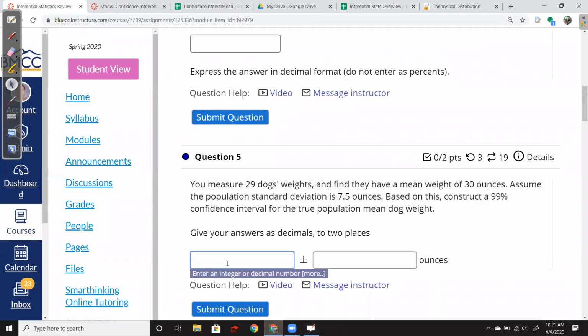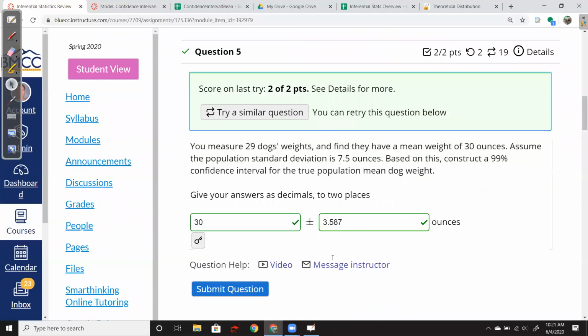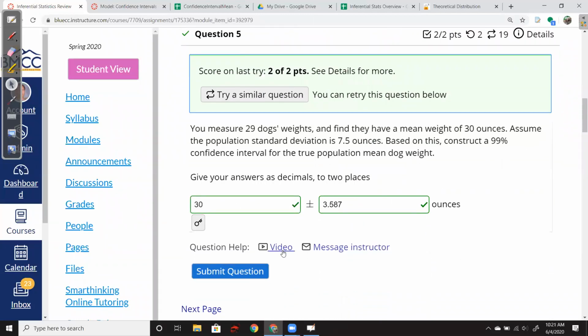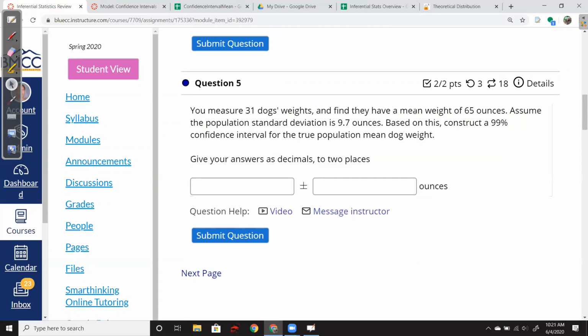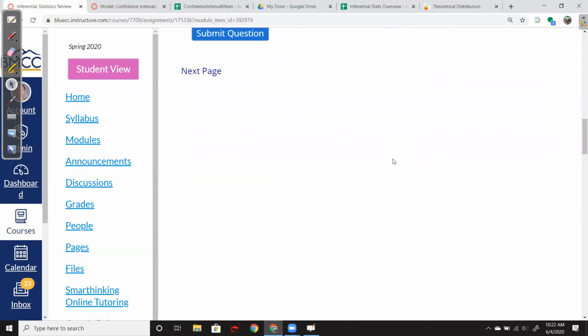And I'll enter my answers here for fun. The mean is 30, and I think this was what, 3.587 if I remember right. Woo, I got it right. So anytime you do one of these, watching a video or getting help from me, do it again. You get a slightly different situation. Run through it and see if you can get the correct results.